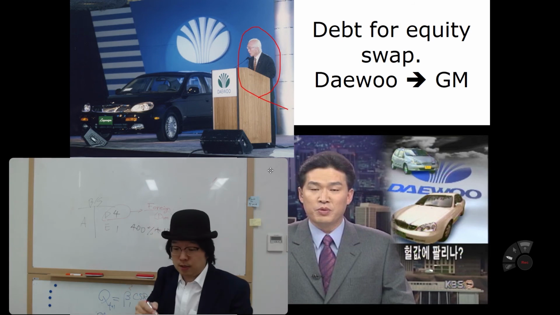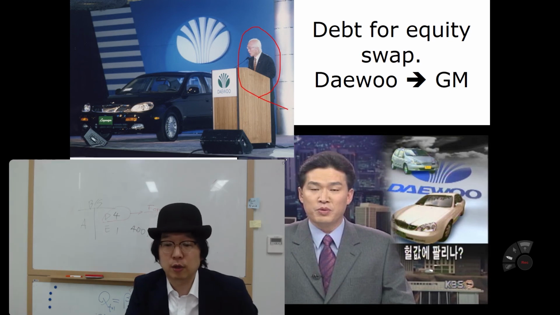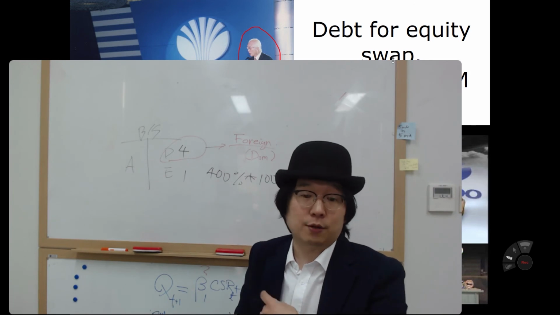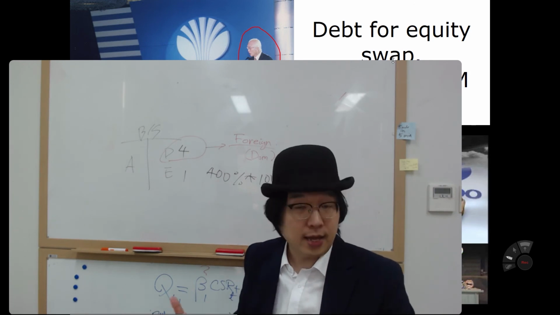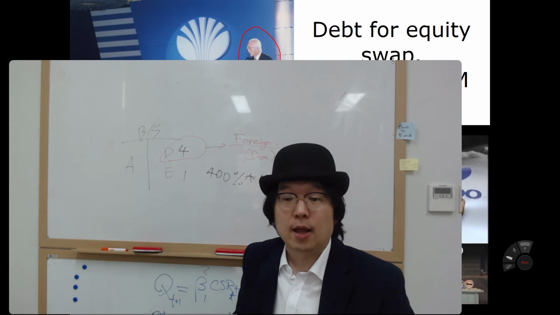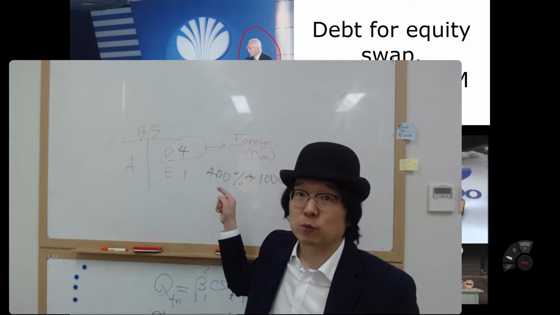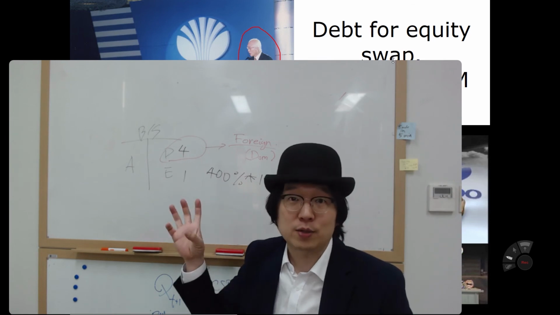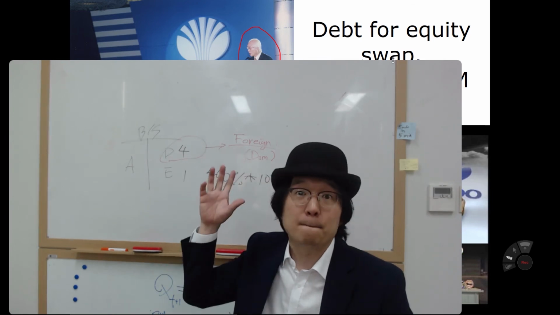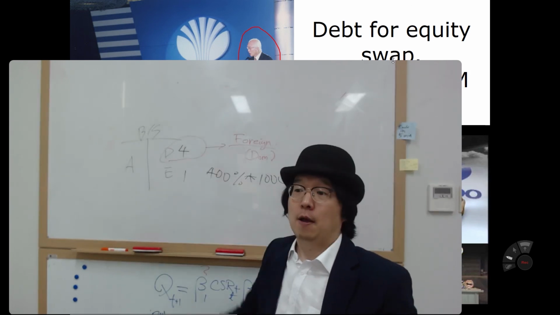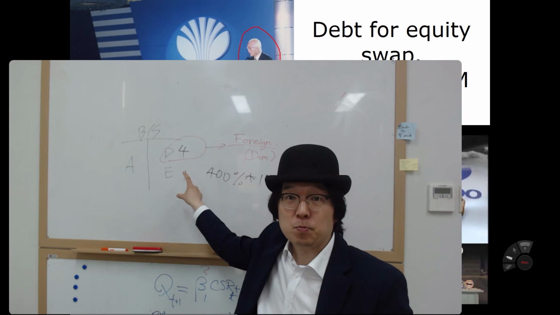They had borrowed a lot from Citibank or Bank of America or whatever international banks, Deutsche Bank, whatever. They borrowed a lot of dollars, and in the short run. Now guess what happens when the Korean won devalues, whereas the US dollar value goes up? This debt amount explodes. Compared to your equity value, you're in trouble.